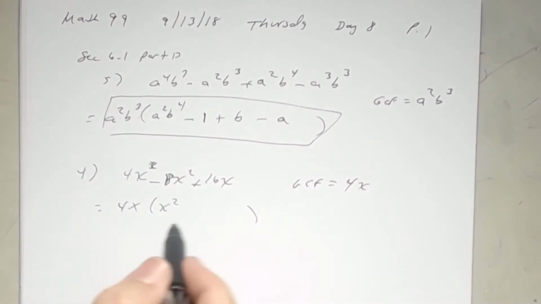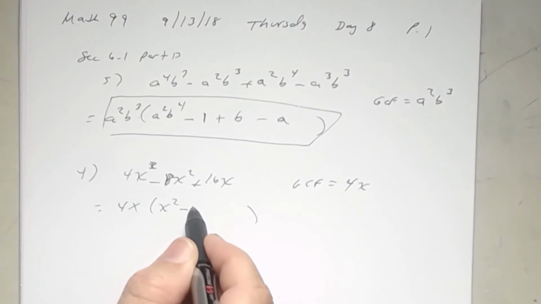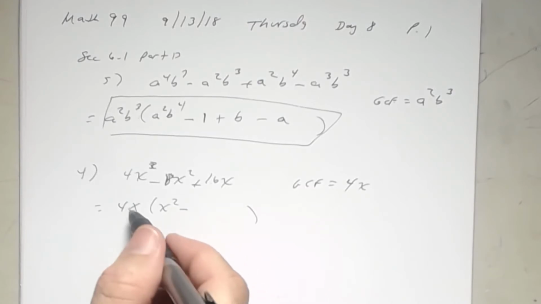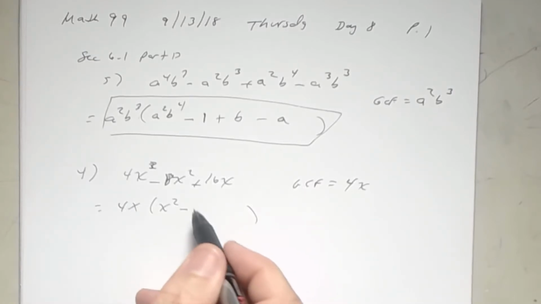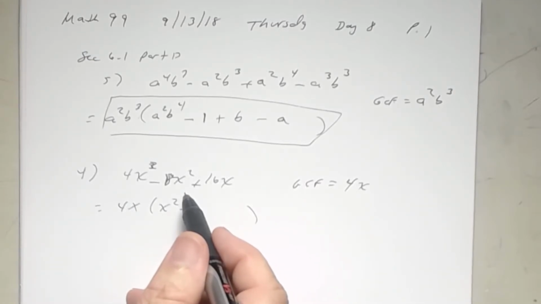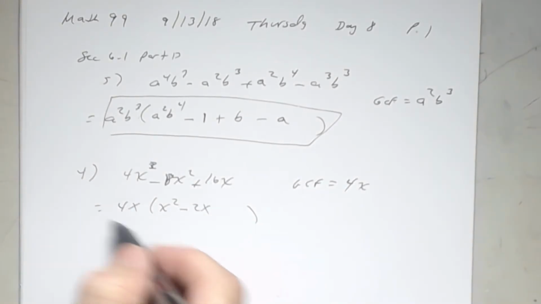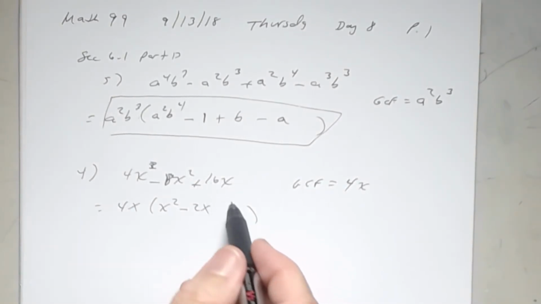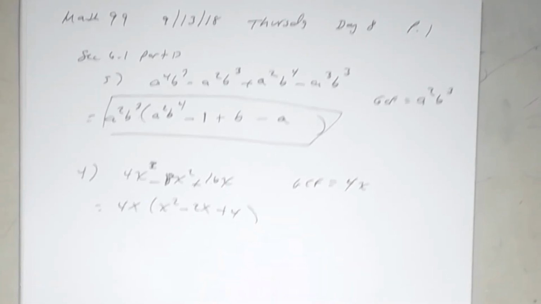And so 4x times what's a negative 8x squared? Negative 2x. 4 times 2 is 8. X times what is x squared? X. So 2x. 4x times what is a positive 16x? 4. Because 4x times 4 is 16x.